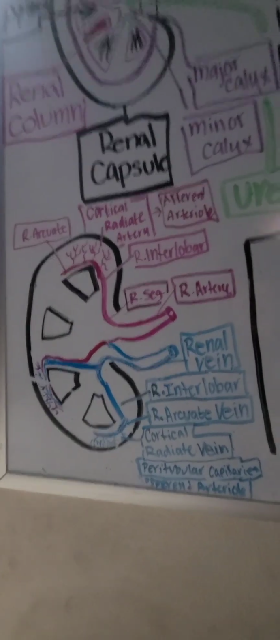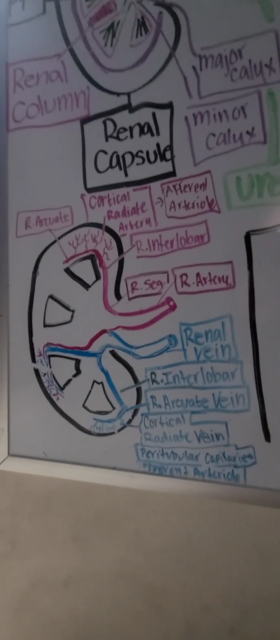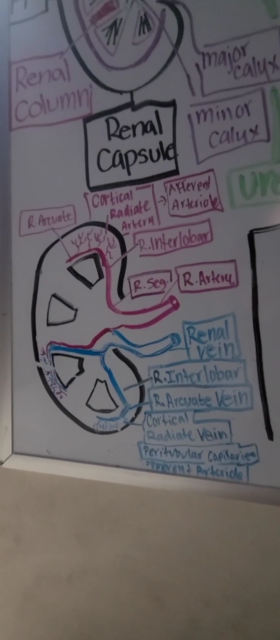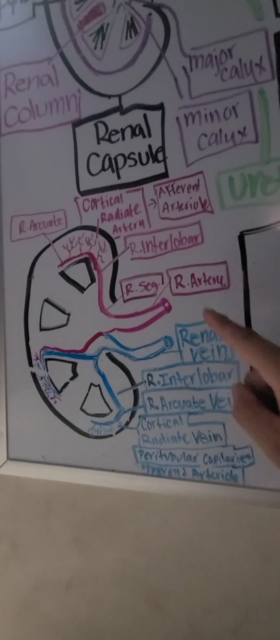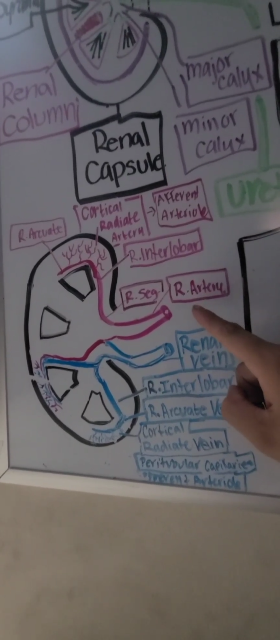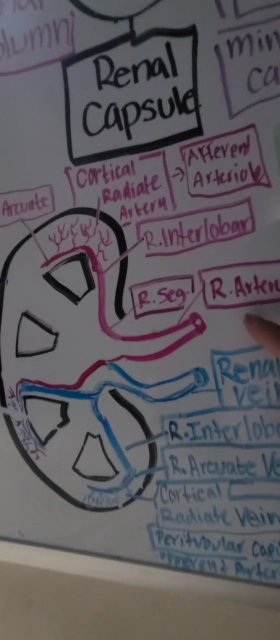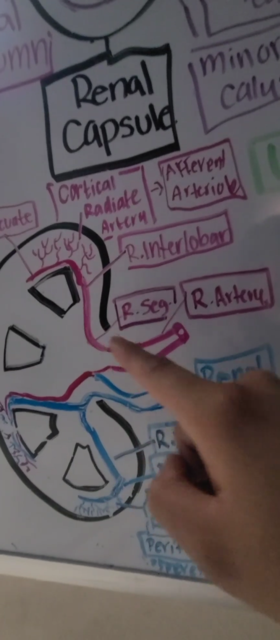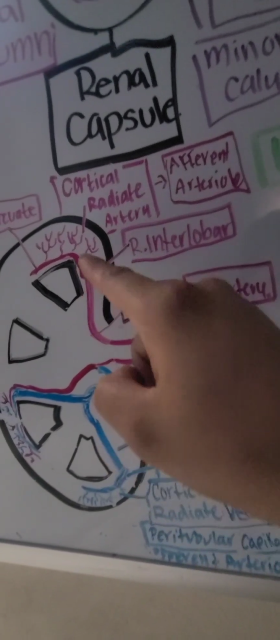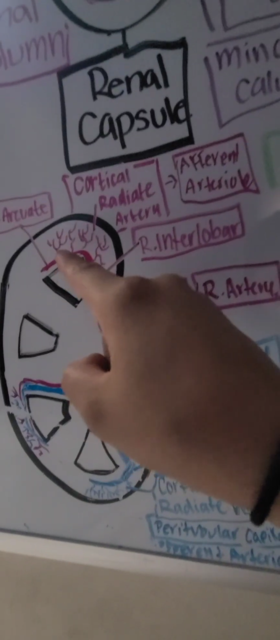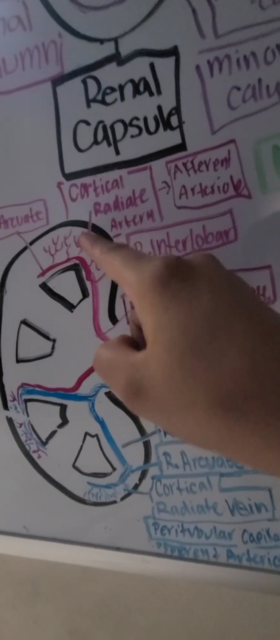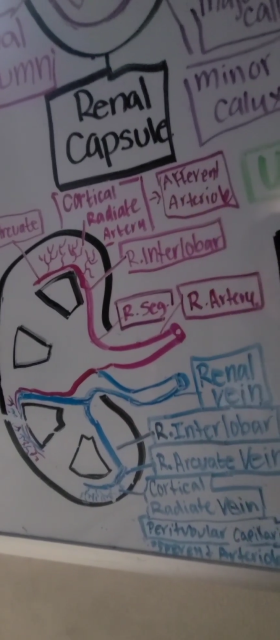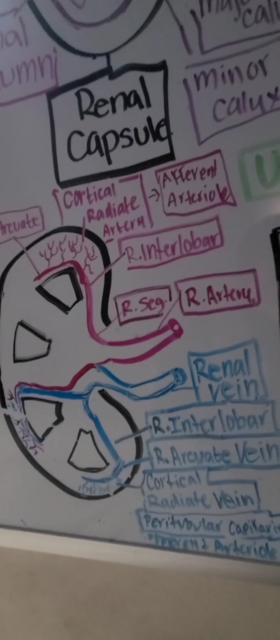In this section right here, I'm going to go over the arteries and veins, and we're going to go by the flow of blood. So here we have the renal artery. Get a little closer. We have the segmental artery, interlobar, arcuate, and the cortical radiate arteries. And then we go into the afferent arteriole and into the glomerulus.